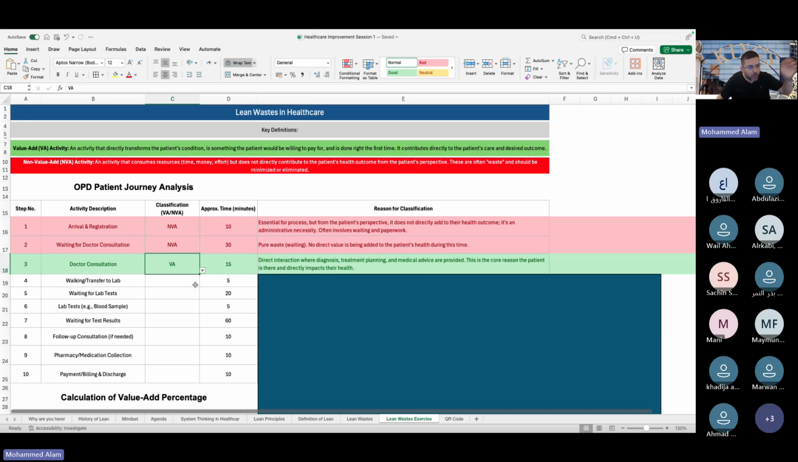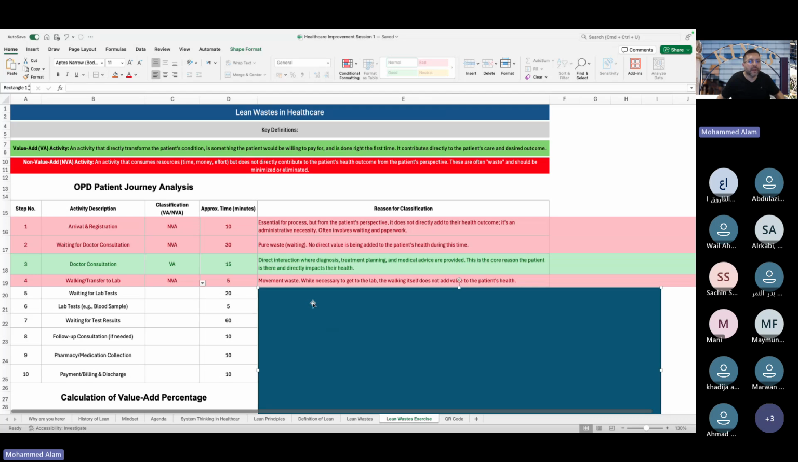Then the doctor says, go and do some labs. Now the patient is walking to the lab. Is it value add or non-value add? Non-value added. Fair enough, because it's movement based. While it is necessary to go to the lab, walking itself does not add value. How about somebody coming to the patient and collecting the blood? How about the phlebotomy area being just next door to the doctor's clinic, not in some other corner? Now you can start thinking: you may not eliminate the waste, but you can minimize the waste.